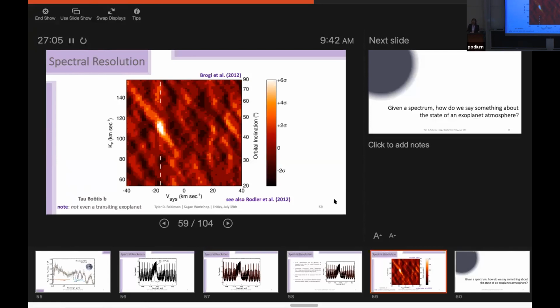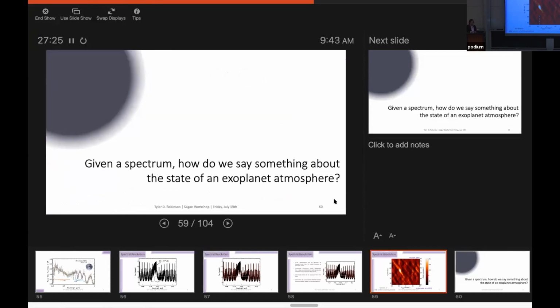And so what was amazing about this is the projected velocity of the planet's orbit combined with the orbital velocity that you get from radial velocity observations then allows you to infer the inclination of that planet's orbit that then gives you the mass of the planet. So this was a really impressive result coming out of using high spectral resolution techniques.